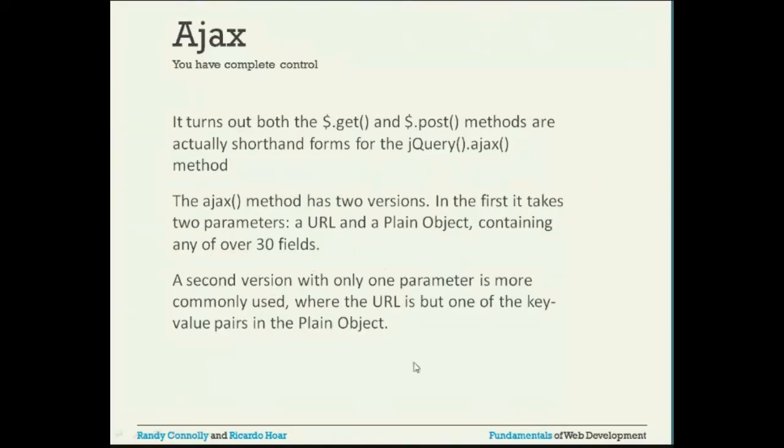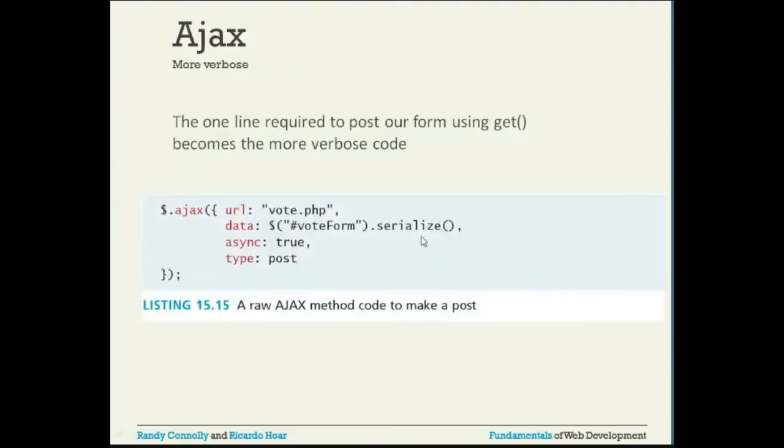In the second version, it takes one plain object, and URL is one of the key value pairs. So you are not sending the URL separately. You are just sending one parameter, which is a plain object that includes the URL as a key value pair. For more verbose code, you can have the request like this. The one line required to post our form using get becomes more verbose code. So this is, for example, for the post method.